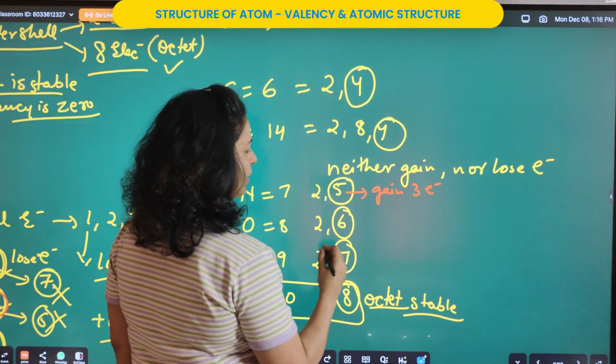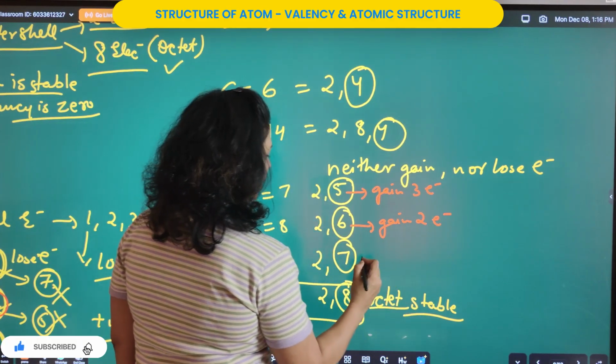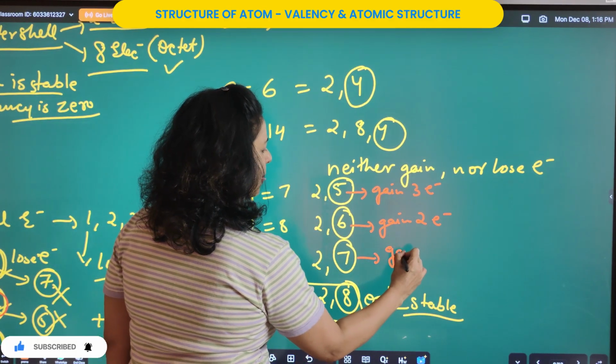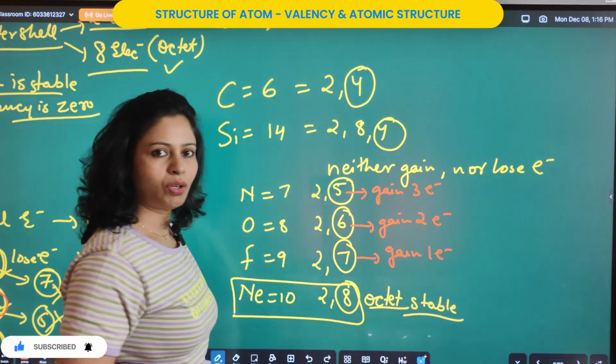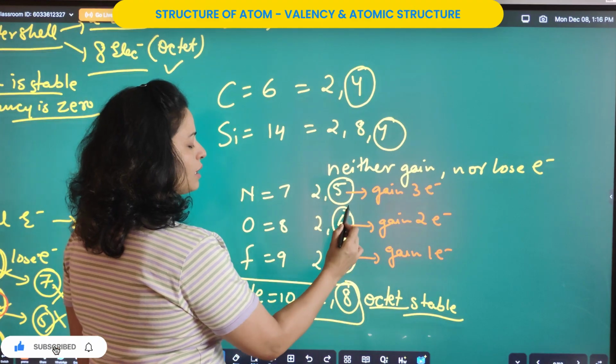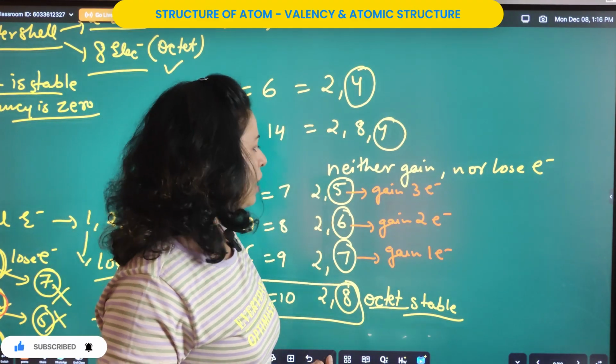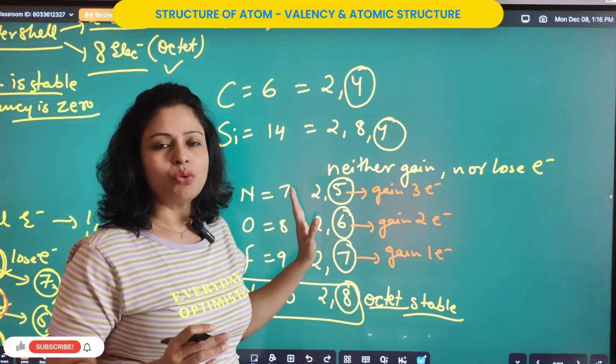3 electrons it will gain. Here oxygen will gain 2 electrons. Here fluorine will gain 1 electron. Okay, because losing 5 electrons, here losing 6 electrons, here losing 7 electrons will require a lot of energy, which they don't want to lose so much energy.